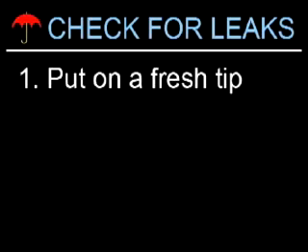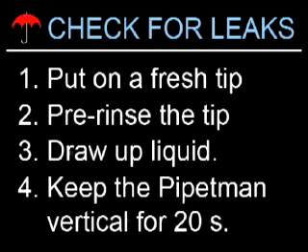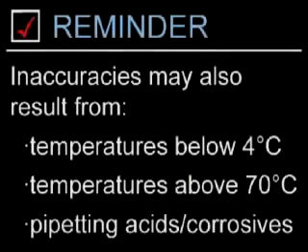Occasionally, the pipette will begin to leak due to improperly fitted tips or worn O-rings. To check for leaks, put a fresh tip on the pipette, pre-rinse the tip, and draw up liquid. Keep the pipette vertical and wait about 20 seconds. If you see a droplet, then the pipette is leaking.